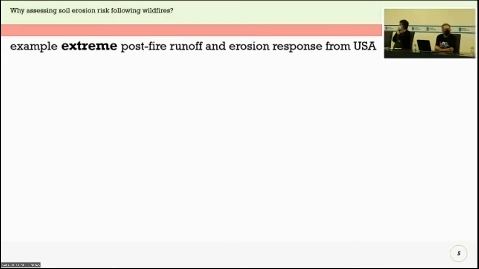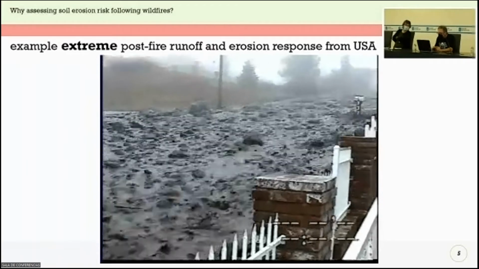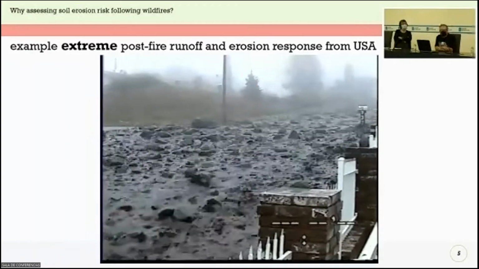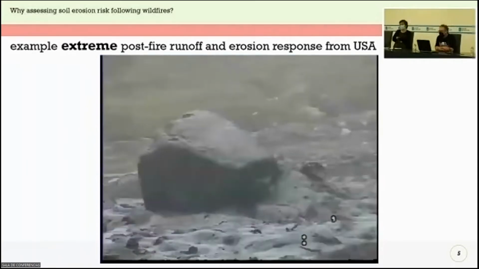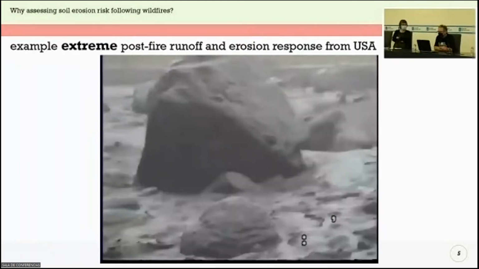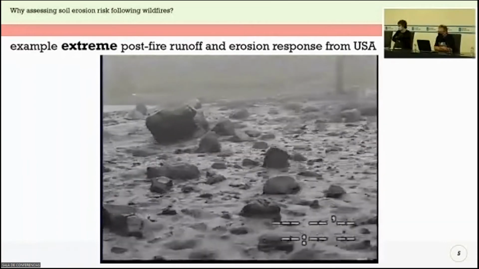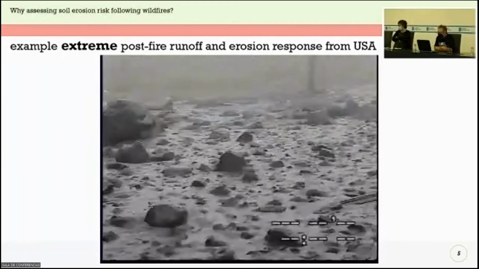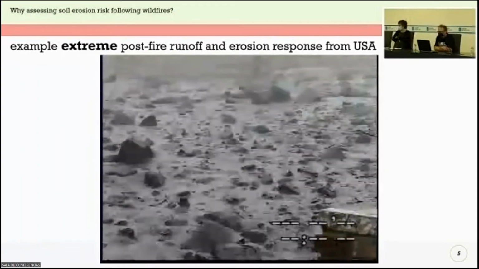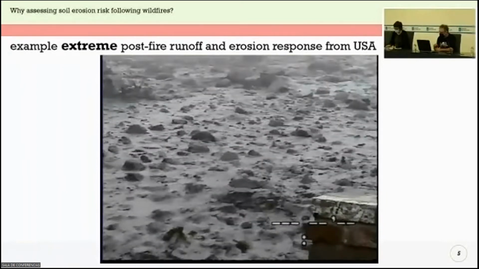So just to give you an idea of how this can look, this is an extreme case from the United States. I've shown it many times, but anyway, you can see here what can happen after the fire. This is in the United States where everything is bigger, as we always say, but anyway, you can see big stones running through the street. It's good nobody had a car parked, otherwise it would have been a big drama for the insurance companies. Okay, so this is an example of what can happen in very extreme cases.